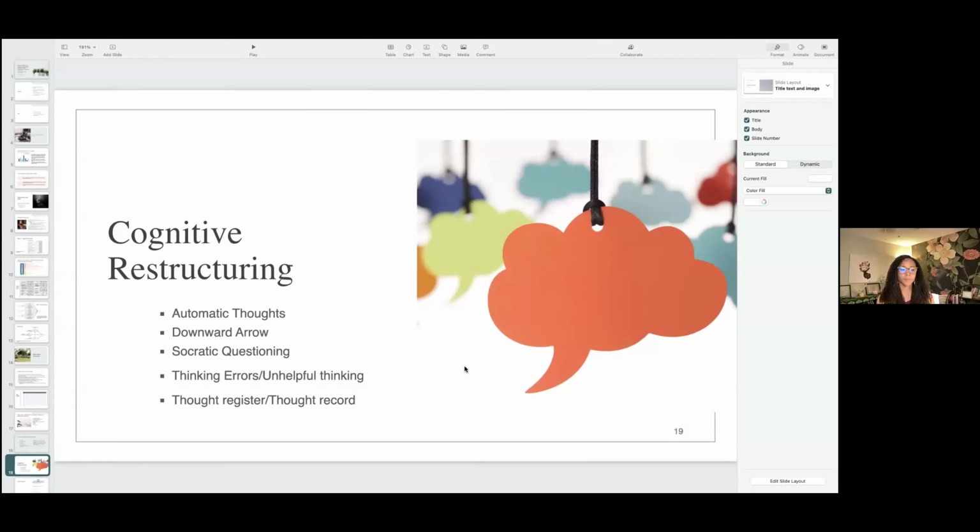Okay. So what we are moving into and talking about is cognitive restructuring. Cognitive restructuring involves looking at automatic thoughts using the downward arrow technique, which we talked about last time, as well as Socratic questioning. This is where the thinking errors and unhelpful thinking patterns identification really comes in. And this is where we're really using a thought record.